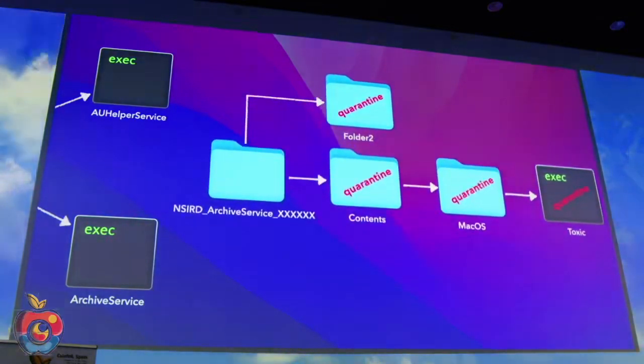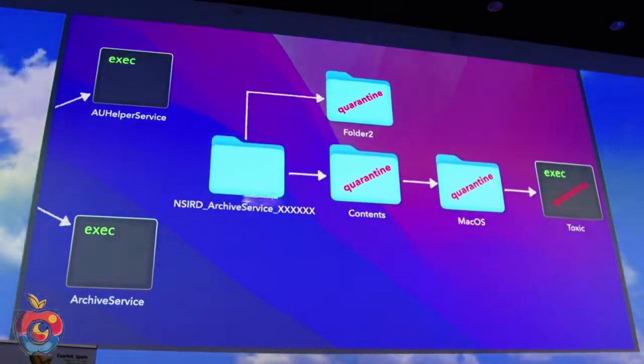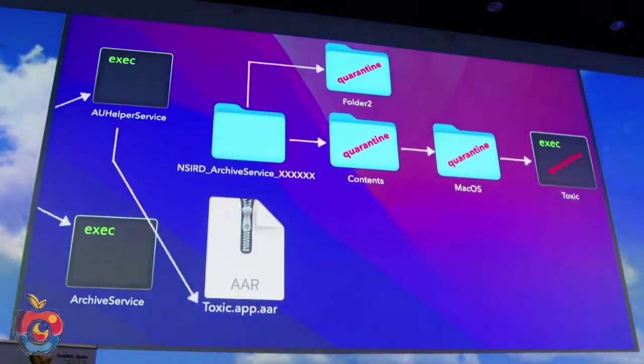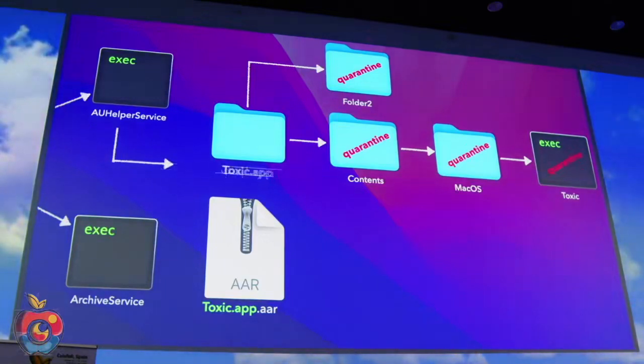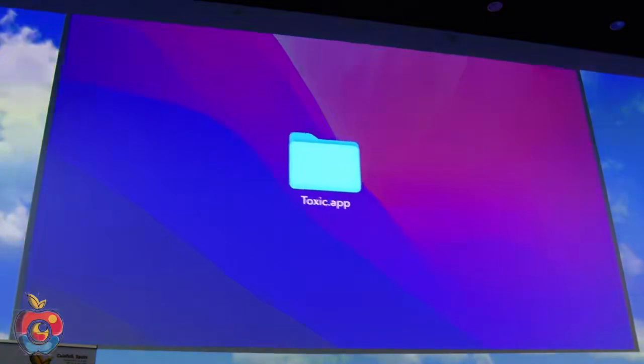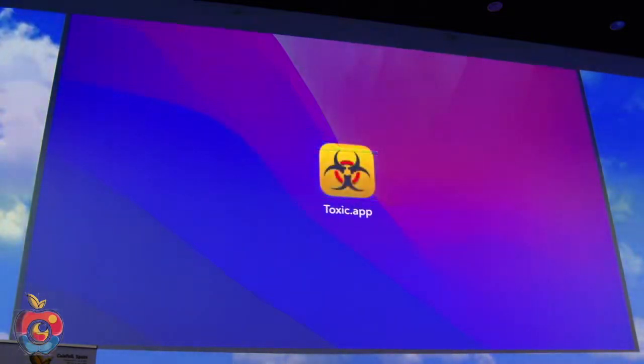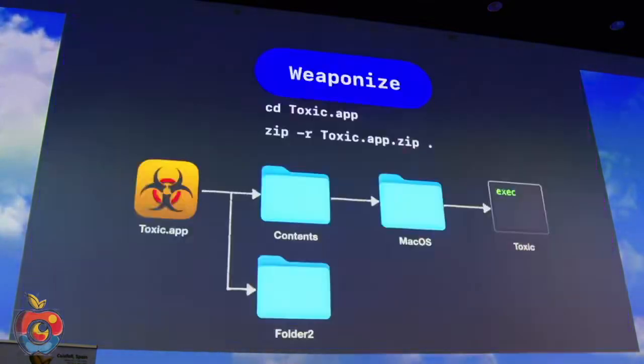AU Helper Service then takes over responsibility of renaming the temporary directory. Remember, it does this by looking at the original name of the archive that was opened and then removes the file extension. This is why we've chosen to put 2 file extensions on our archive. And the name here that's going to be used for the renaming is toxic.app. And finally, it renames, and we have our malicious application with no quarantine attribute attached to it. And as we learned from the previous CVE, this is the only thing Gatekeeper checks for. And that is ultimately how our application goes about bypassing Gatekeeper.